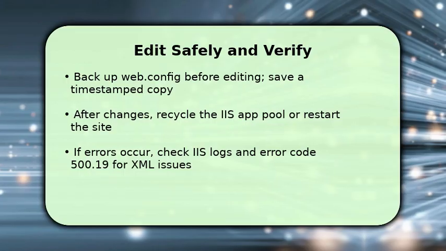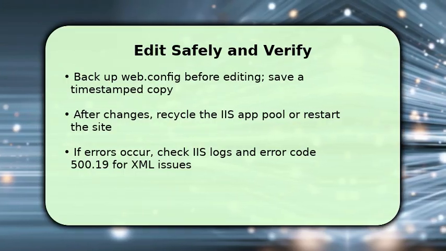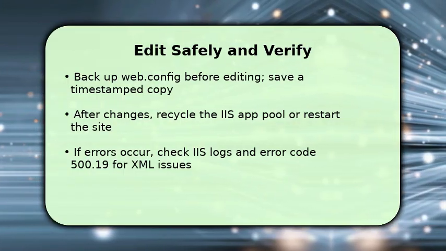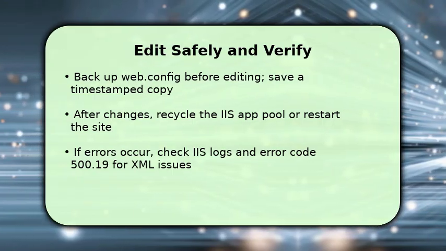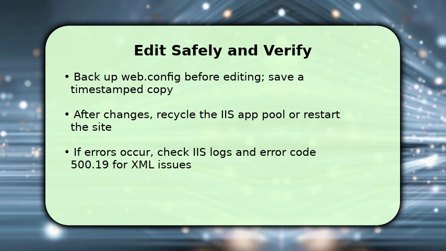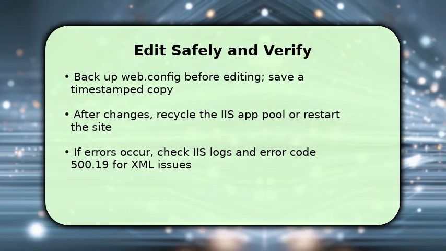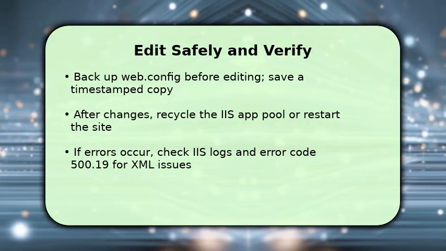If the site fails, inspect IIS logs and the browser's HTTP error. A 500 usually indicates malformed XML or duplicate sections. If that happens, restore the backup, validate XML, and reapply changes carefully.